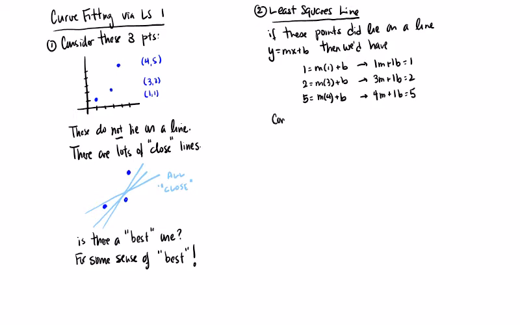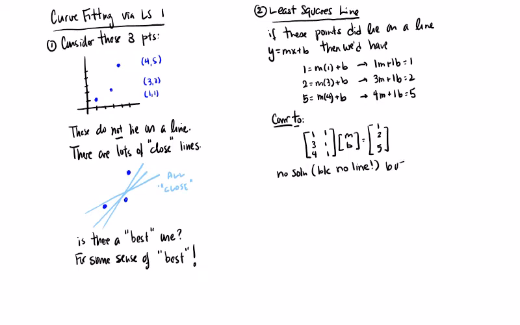So this corresponds to the following matrix equation. If I drop in the coefficients, put in m and b, and get 1, 2, 5. There is no solution, of course, we know this, because there's no line. But we can find a least squares solution.